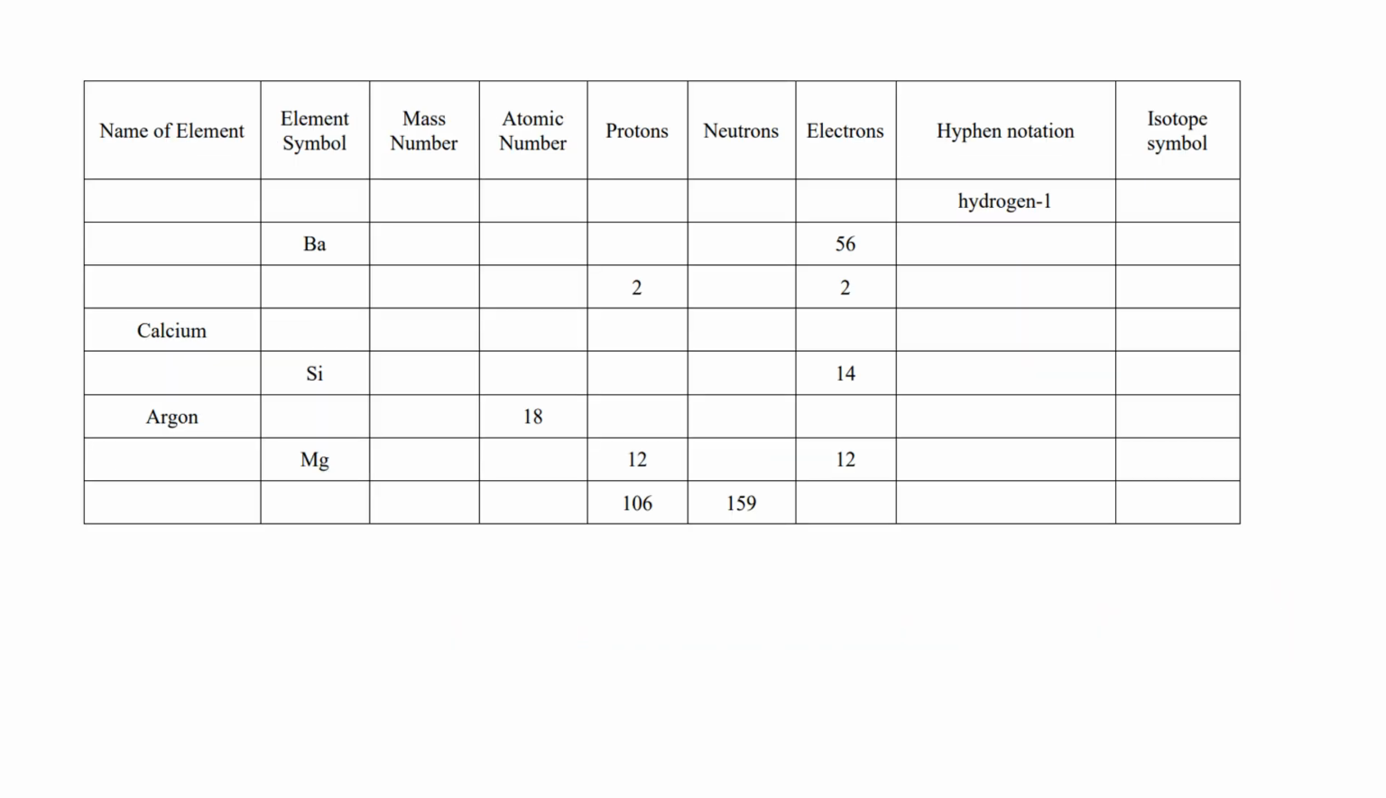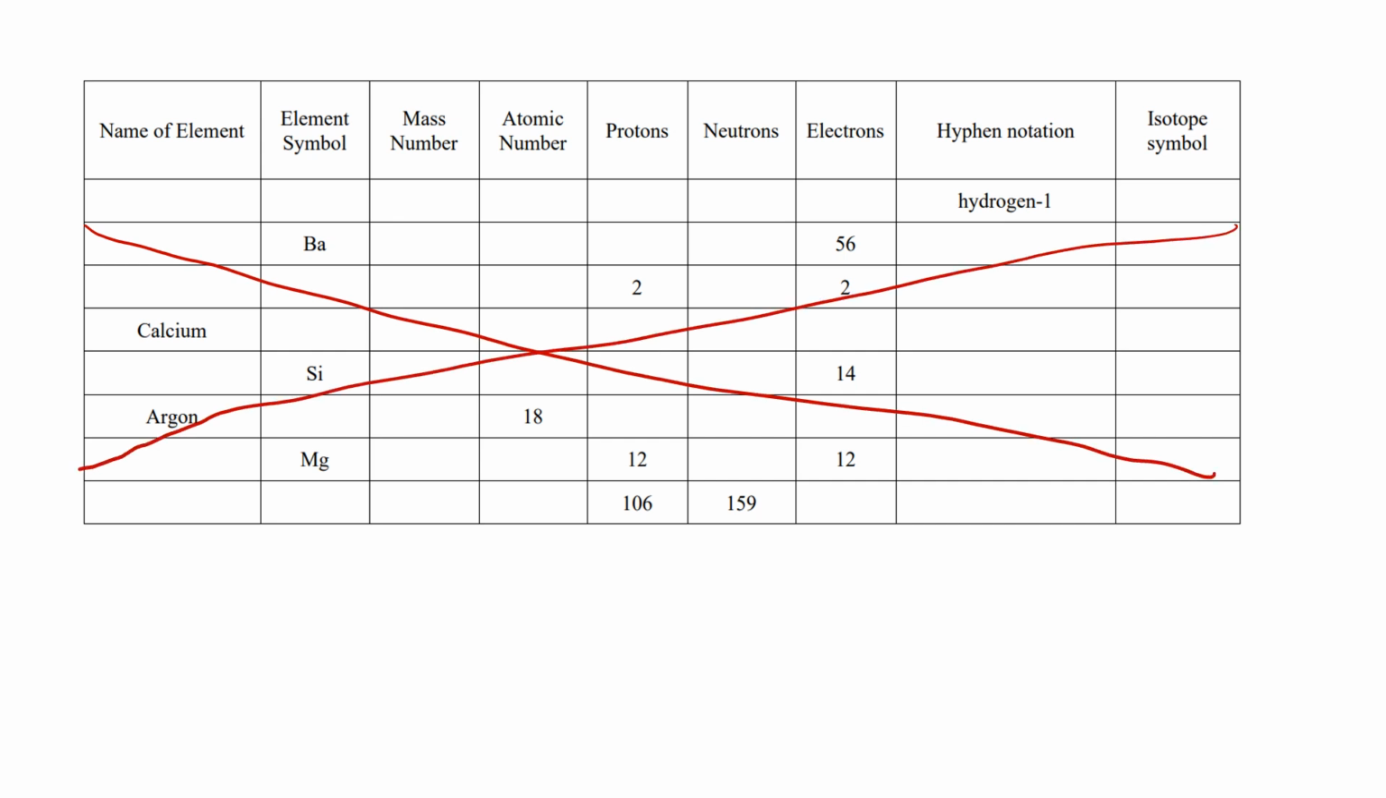So keep in mind, these right here cannot be done because we're not giving enough information to determine mass number. Top one we can do, hydrogen, we got H, mass number 1, atomic number 1, protons 1, neutrons 0, electrons 1, and then we have 1 1 H.